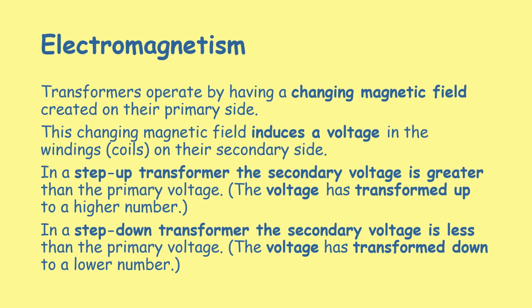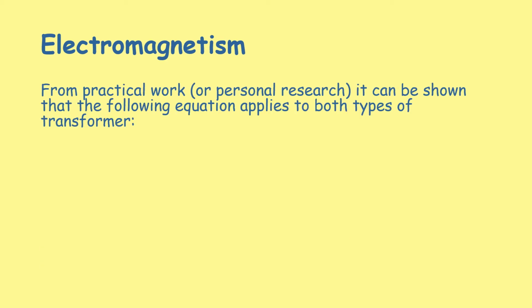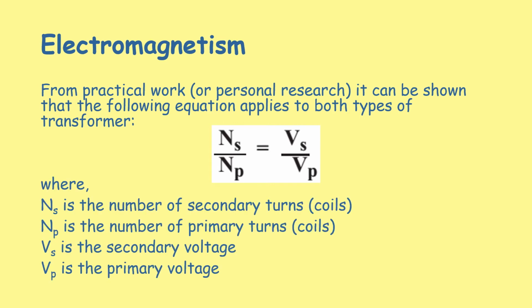a lower number. From practical work or research, it can be shown that the following equation applies to both types of transformer. NS over NP equals VS over VP, where NS is the number of secondary turns or coils, NP is the number of primary turns or coils, VS is the secondary voltage, and VP is the primary voltage.